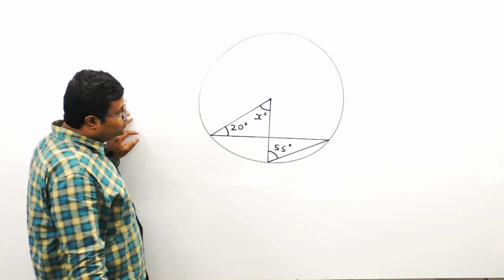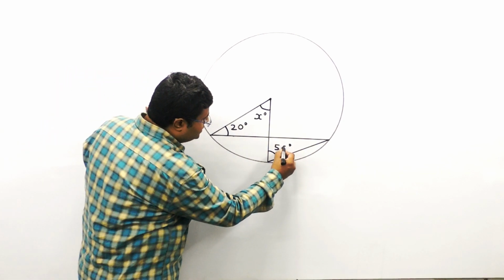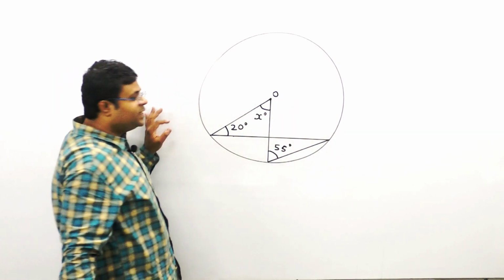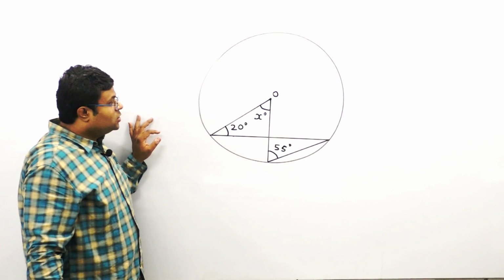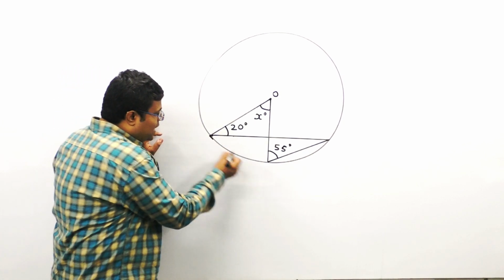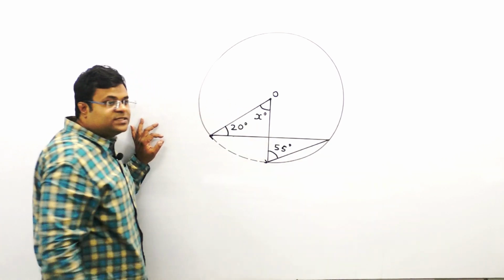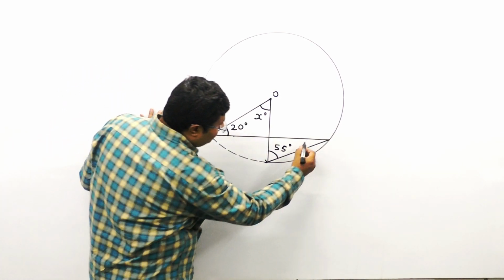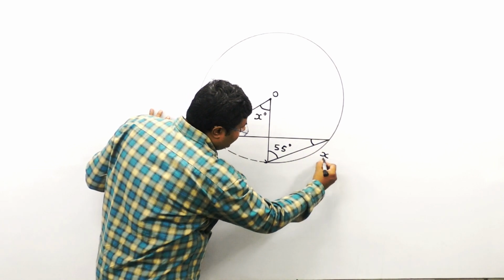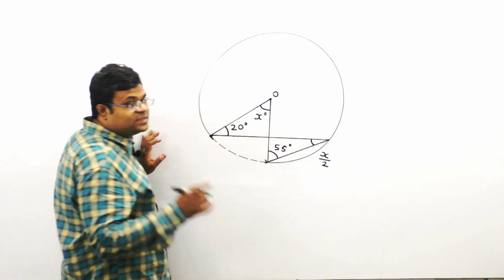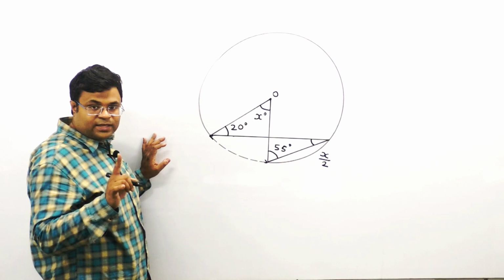So how are we going to do this question? They have just mentioned this is 55. Obviously this point is the center. So we will say that if this arc is subtending x degrees at the center, it will definitely be subtending x by 2 at the circumference.